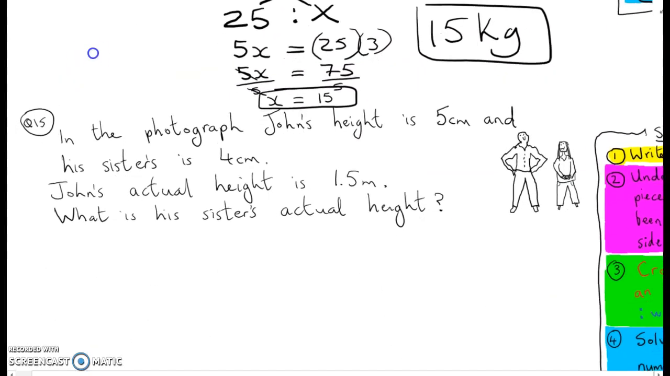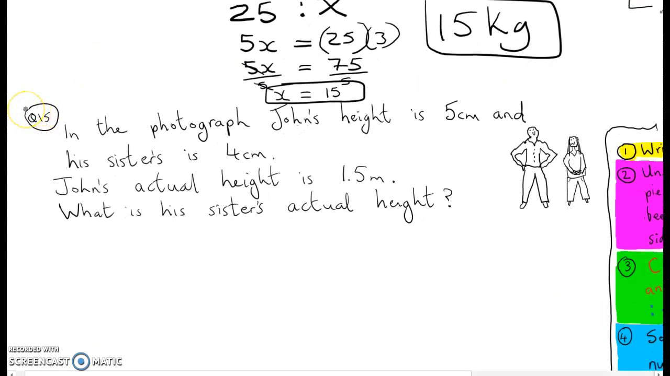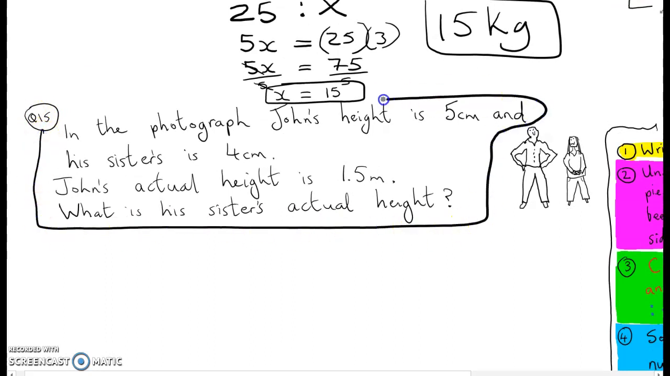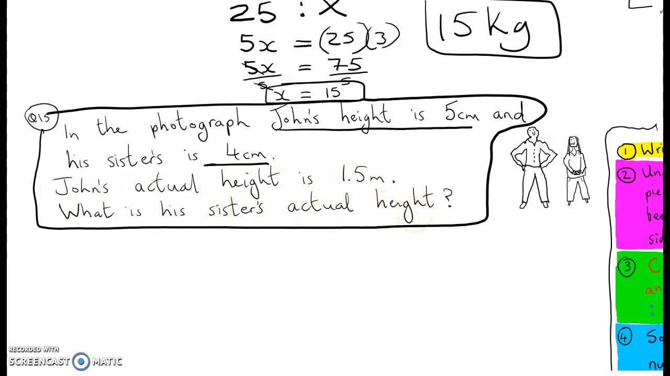Now here's another question from the maths book, question 15 this time, on page 103, and it says, in the photograph, John's height is 5 centimeters and his sister's is 4 centimeters. John's actual height is 1.5 meters. What is his sister's height? Now there's an added little trick in this insofar as they give you one measurement in centimeters and another in meters, and you should always remember that they need to be the same. Okay, we'll worry about that in a minute.